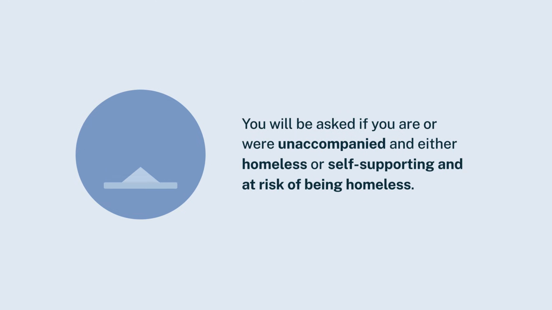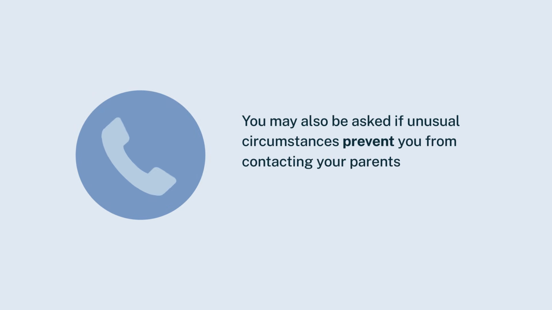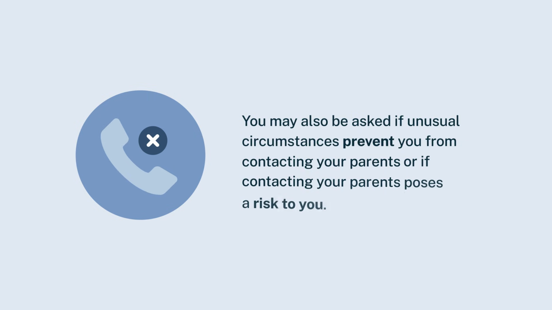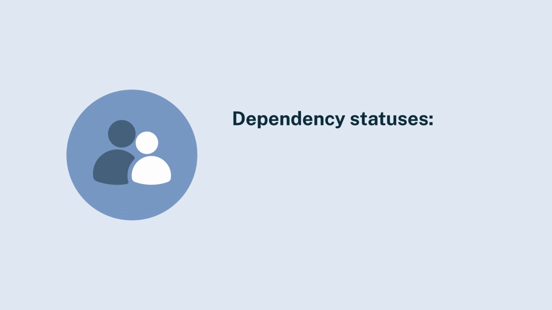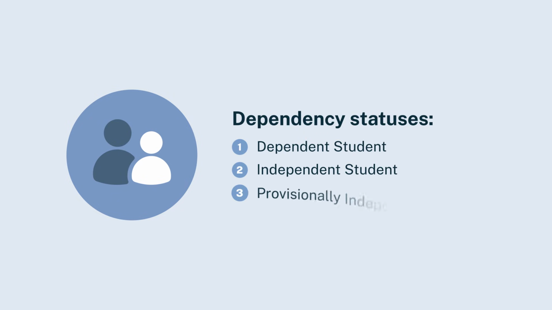Next, you'll be asked if you are or were unaccompanied and either homeless or self-supporting and at risk of being homeless. You may also be asked if unusual circumstances prevent you from contacting your parents, or if contacting your parents poses a risk to you. Once you provide your answers, you'll be informed of your dependency status. You may be identified as a dependent student, an independent student, or a provisionally independent student.